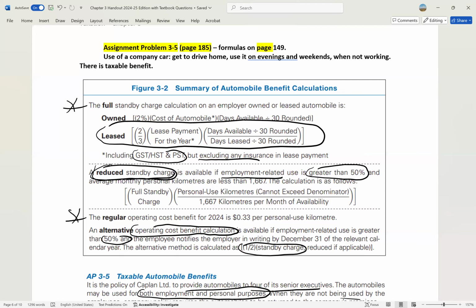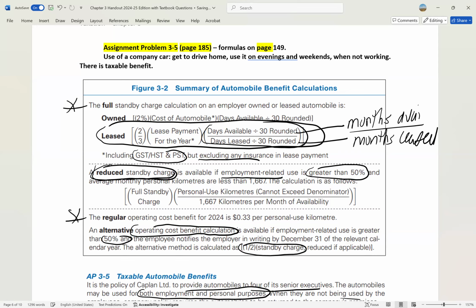During the other 4 months, of course, other employees may be using it. So the lease payments are for the entire year that the company makes the payment on the lease, not just for the 8 months that he got to use it. And then we multiply it by this fraction of days available divided by 30, divided by days leased divided by 30. What these amounts are trying to do is estimate the months available over the months leased.